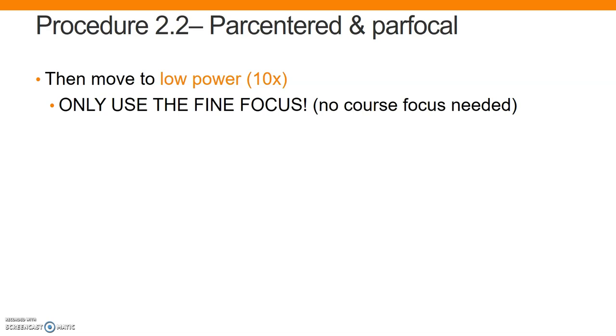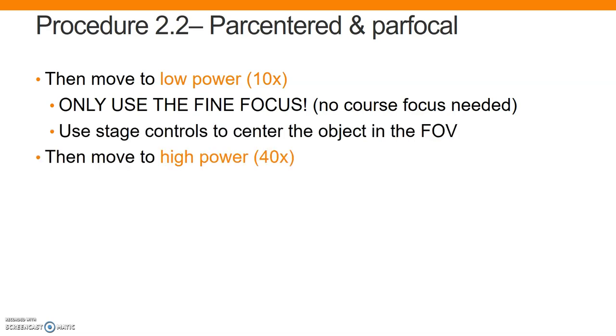And then because of that, you don't need to touch your coarse focus ever again. Your coarse focus is not needed after that point. You will only need to use that fine focus knob. That will allow you to have very nice control to make it picture perfect at 10x. Then, once you get that in focus, you want to center the object because it's not always perfect. So once it is centered, and once it is focused, aka parfocal, then parcentered, you will be able to slide it right into 40x.